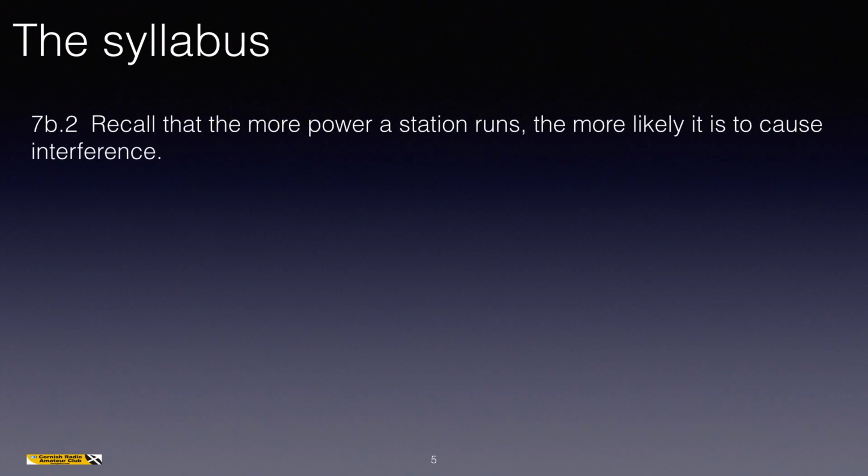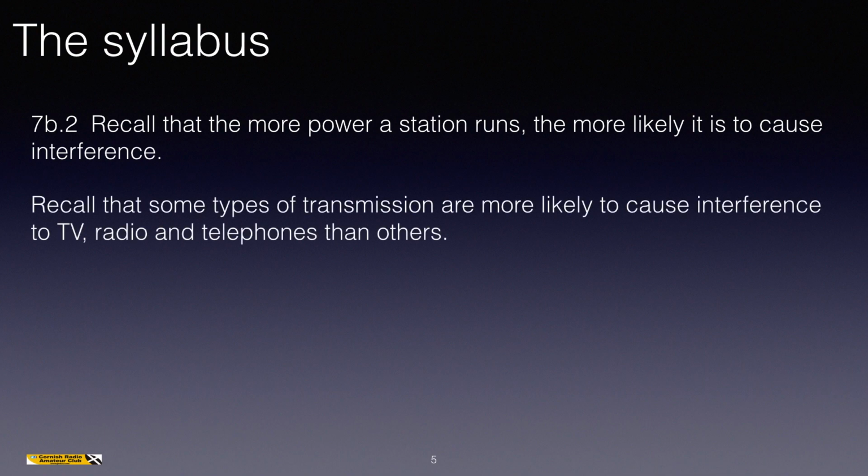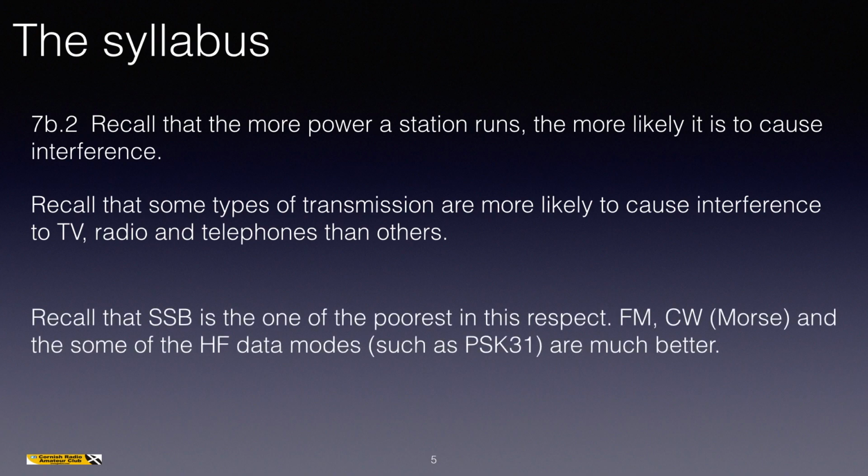7B2 says, recall that the more power a station runs, the more likely it is to cause interference. Recall that some types of transmission are more likely to cause interference to TV, radio and telephones than others. Recall that SSB is one of the poorest in this respect. FM, CW, which is Morse, and some of the HF data modes, such as PSK31, are much better.